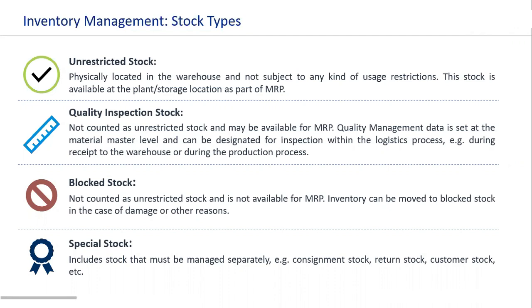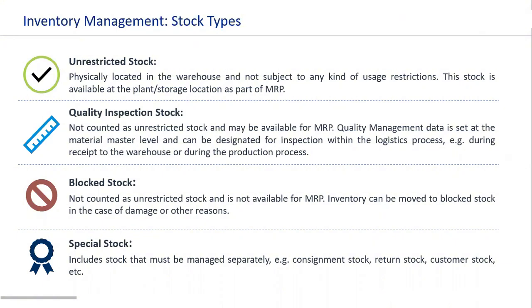You've then got quality inspection stock, so not counted as unrestricted and may be available for MRP. Quality management data is set at the material master level and can be designated for inspection within the logistics process, e.g. during receipt to the warehouse or during the production process.